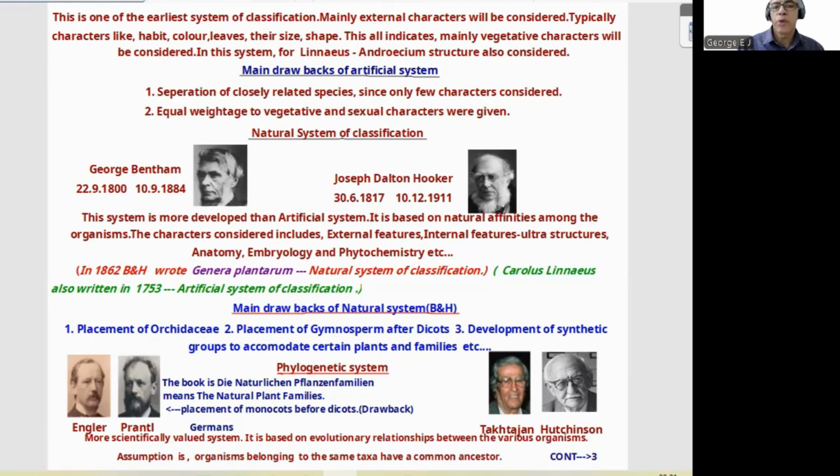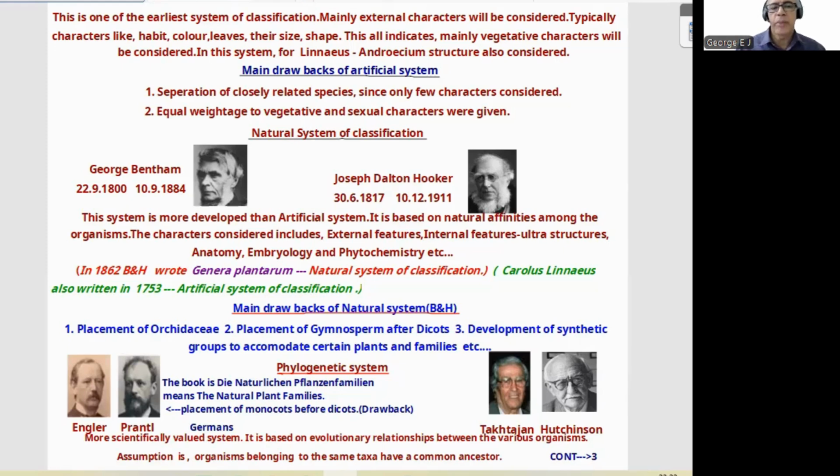Then placement of Gymnosperm after dicot. Normally we know Gymnosperm, Angiosperm, so Gymnosperm should be before Angiosperm. What they did here: first they placed dicot, then Gymnosperm, then monocot. So after dicot only they placed Gymnosperm, even though Gymnosperm is more primitive than dicots, because dicot is an Angiosperm. Now, development of synthetic groups to accommodate certain families and plants. So that indicates some deficiency in the B&H system.